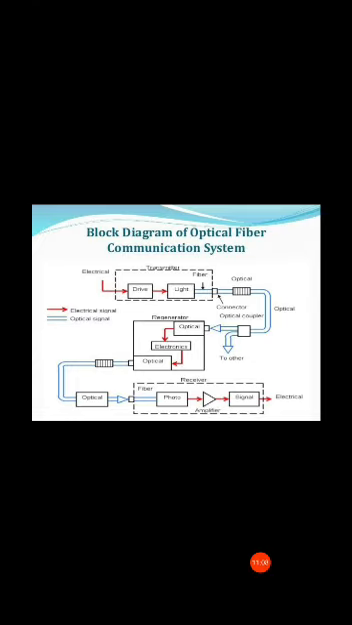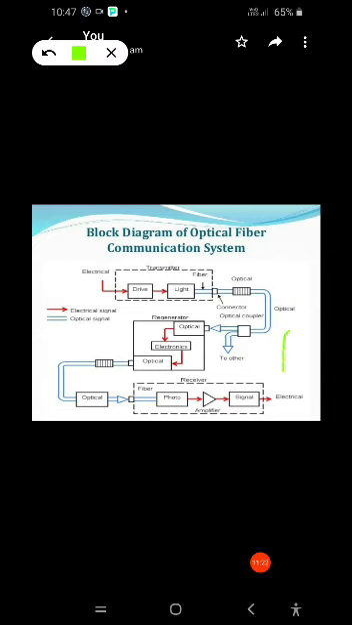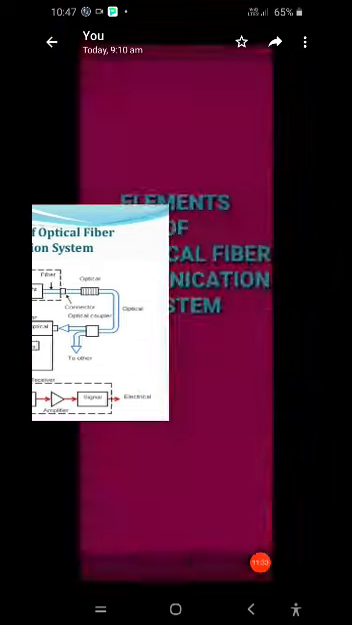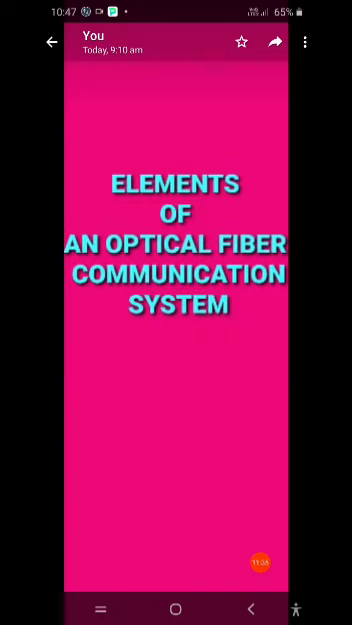At the receiver, the optical signal is converted back to the electrical signal, and it is amplified to get the original electrical signal. So that is at the output here. Whatever electrical signal we send at the input will be at the output. So that is regarding the optical fiber communication system. Today we have discussed the elements of an optical fiber communication system.